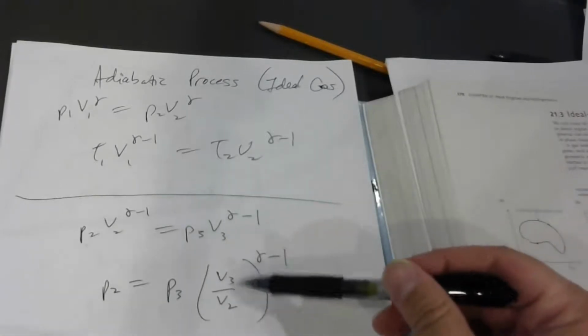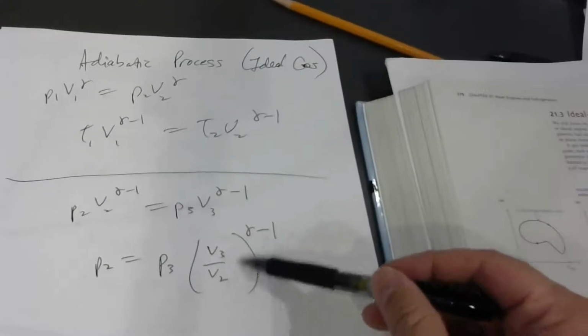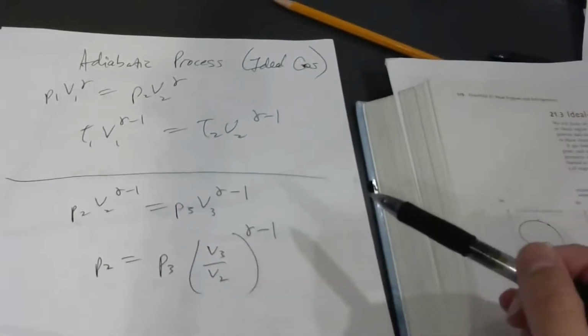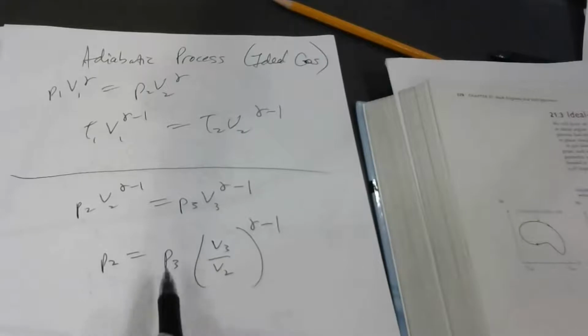V3 was the 4,000, V2 was the 1,000. So we have a ratio of 4 to 1 in here, and we're raising it to a power. So yes, P2 will come out greater than P3.